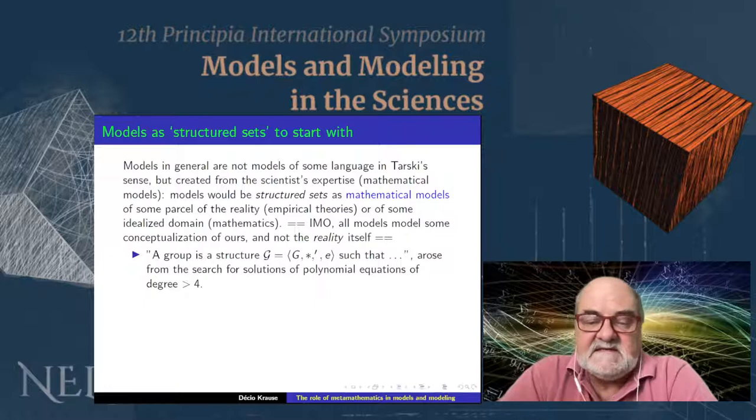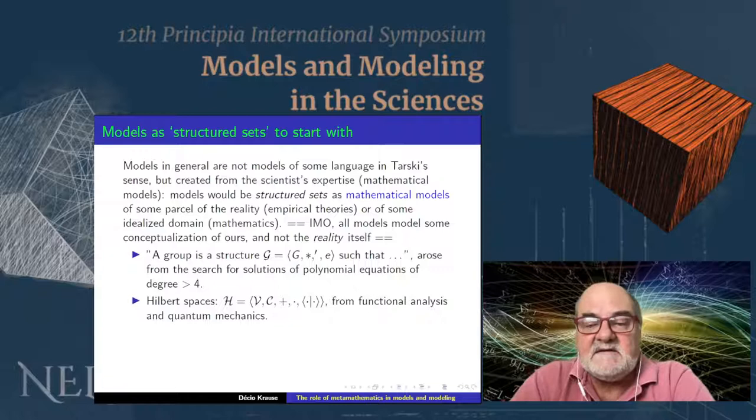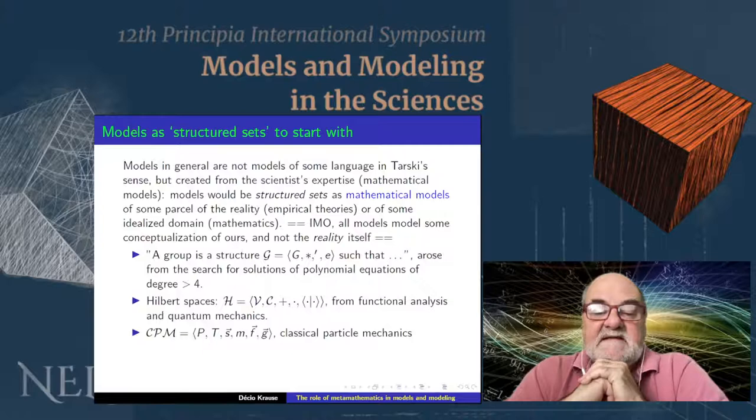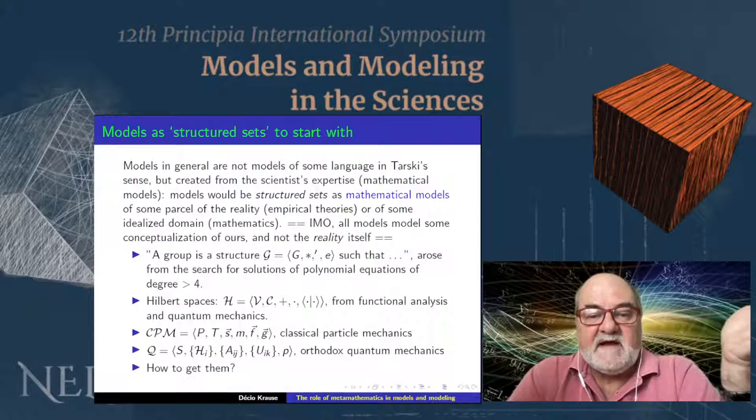A group, for instance, is a structure G, a binary operation, a unary operation, a distinguished element, such that it satisfies certain postulates. And a group arose from the search for solutions of polynomial equations, as we know from Galois. Hilbert spaces also arose from functional analysis and later with von Neumann in quantum mechanics. Classical particle mechanics is axiomatizing a certain particular domain of physics. So is quantum mechanics, orthodox quantum mechanics. That is, we are modeling a certain domain of our knowledge.